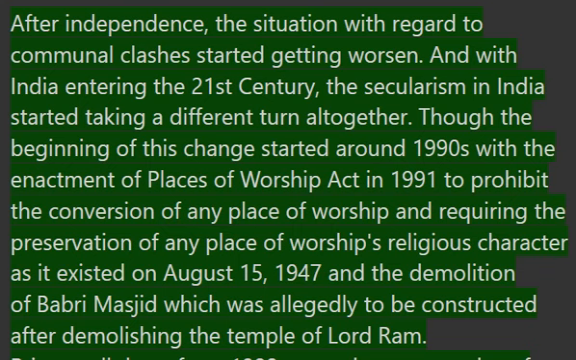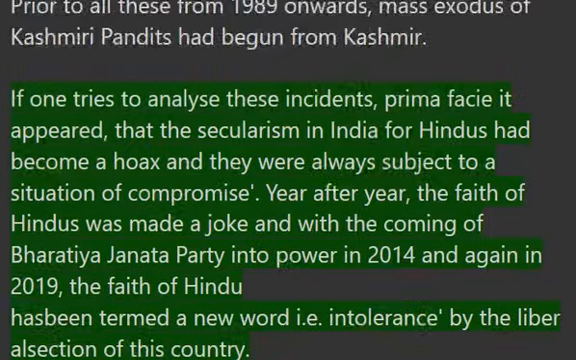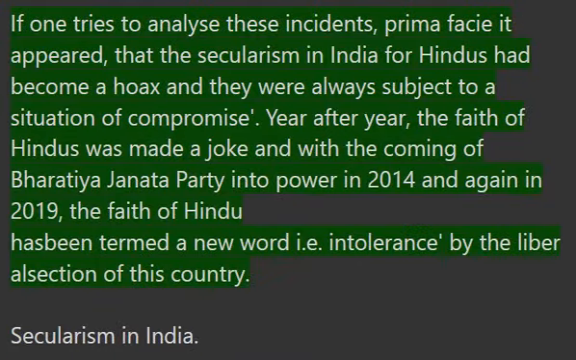Prior to all these, from 1989 onwards, a mass exodus of Kashmiri Pandits had begun from Kashmir. If one tries to analyze these incidents, prima facie it appeared that secularism in India for Hindus had become a hoax and they were always subject to a situation of compromise.